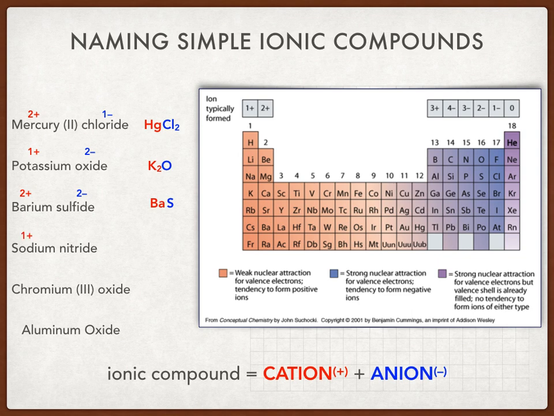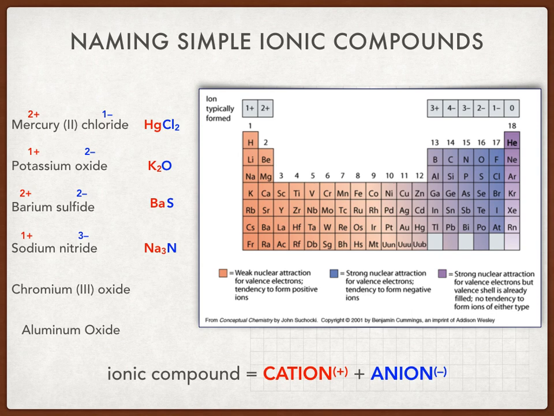Sodium nitride. Sodium is in the first column. It's going to be a +1. Nitride is a nonmetal. Left side, that's nitrogen. That's always going to be a 3 minus. So we're going to need 3 sodiums for every 1 nitride. So Na subscript 3, N.